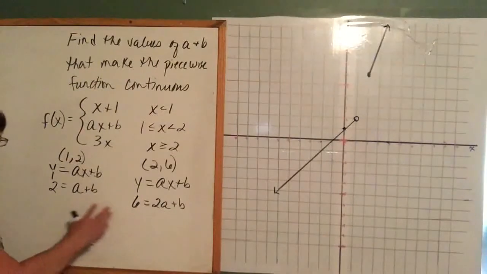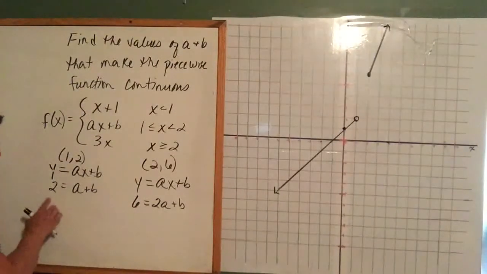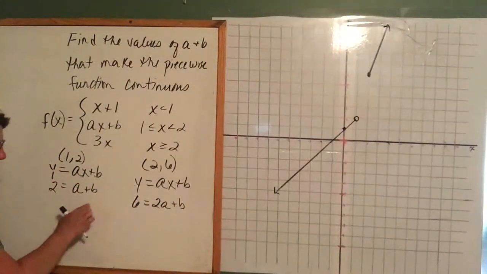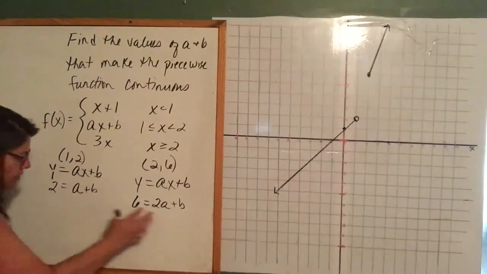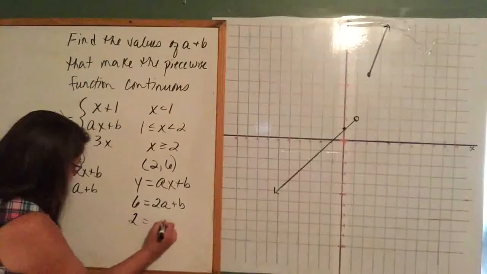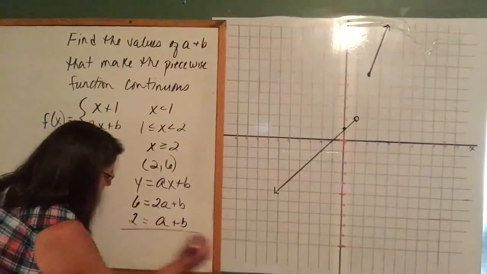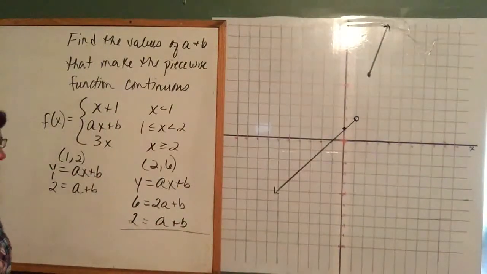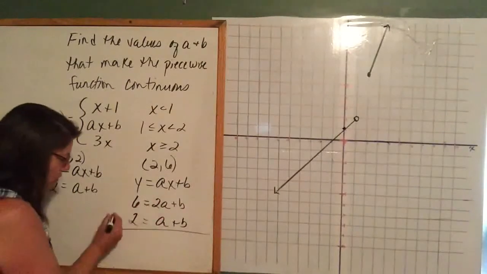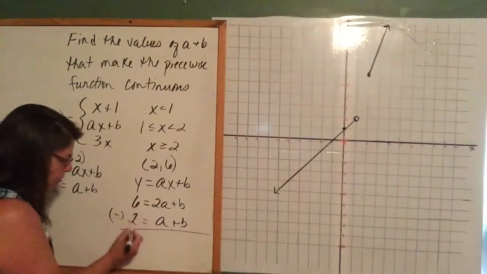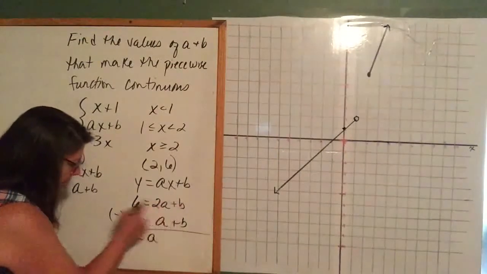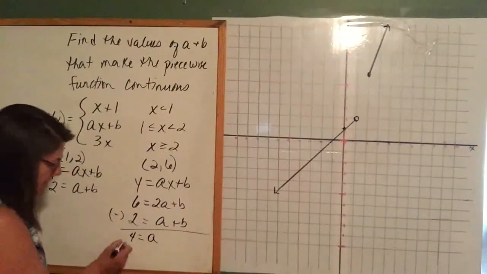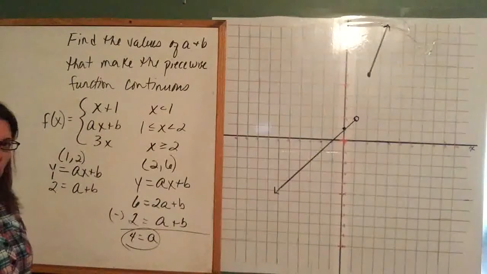You've got 2 unknowns. So what I'll do is I'll line these up. My b's, notice, are the same. So if I just put this one underneath this one, 2 equals a plus b. Then to eliminate the b, all I have to do is subtract these two equations from each other. So 6 minus 2 is 4. 2a minus a is a. B minus b cancels. That means a has to be equal to 4.